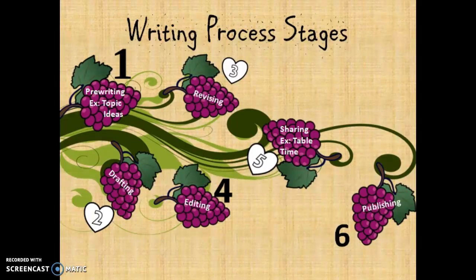And sharing is done with tables or in group settings with partners. This is to go over any last minute things that need to be adjusted to the writing. And the 6th step is publishing. This is an example that we did in our class with a publishing party. It's an event to try and encourage kids to feel proud of their work.